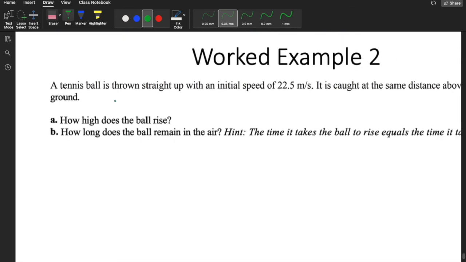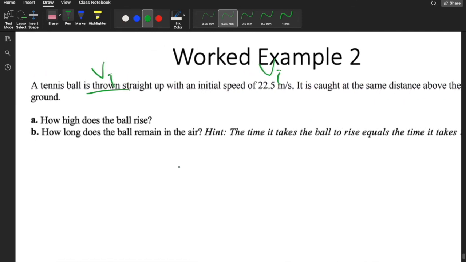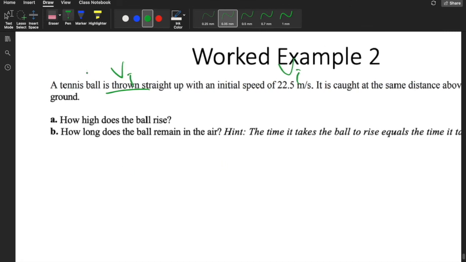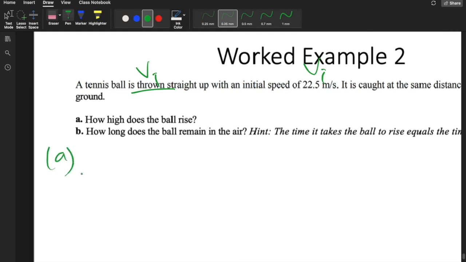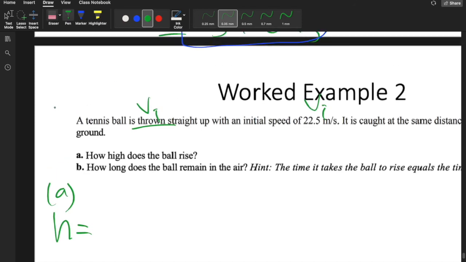A tennis ball is thrown, so there's gotta be an initial velocity. At an initial velocity of 22.5 meters per second, it was caught at a distance a bit above the ground. How high will the ball rise? So for part A, you just need to find the vertical displacement. So here is the ball, initial velocity. How high will the ball rise?